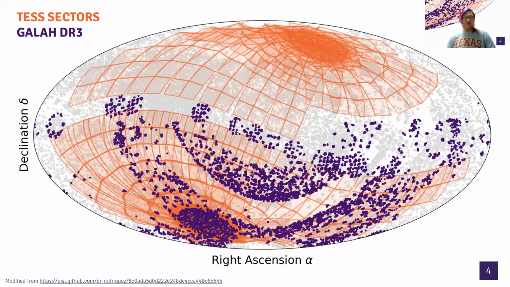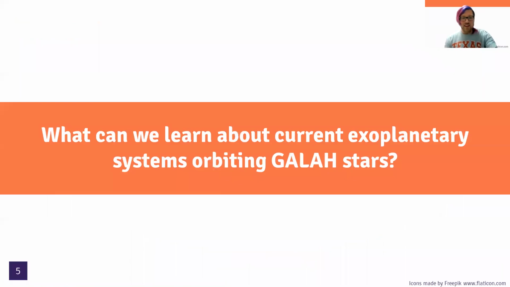And this is an amazing plot showcasing the overlap between Galah's latest release, Galah DR3, and the TESS sectors, the Transiting Exoplanet Survey Satellite, and where it's been observing. And there's a huge, beautiful overlap here. So then why not utilize the information from both TESS and Galah? The question which I'm trying to answer as a part of my PhD project is, what can we learn about current exoplanetary systems orbiting around Galah stars?